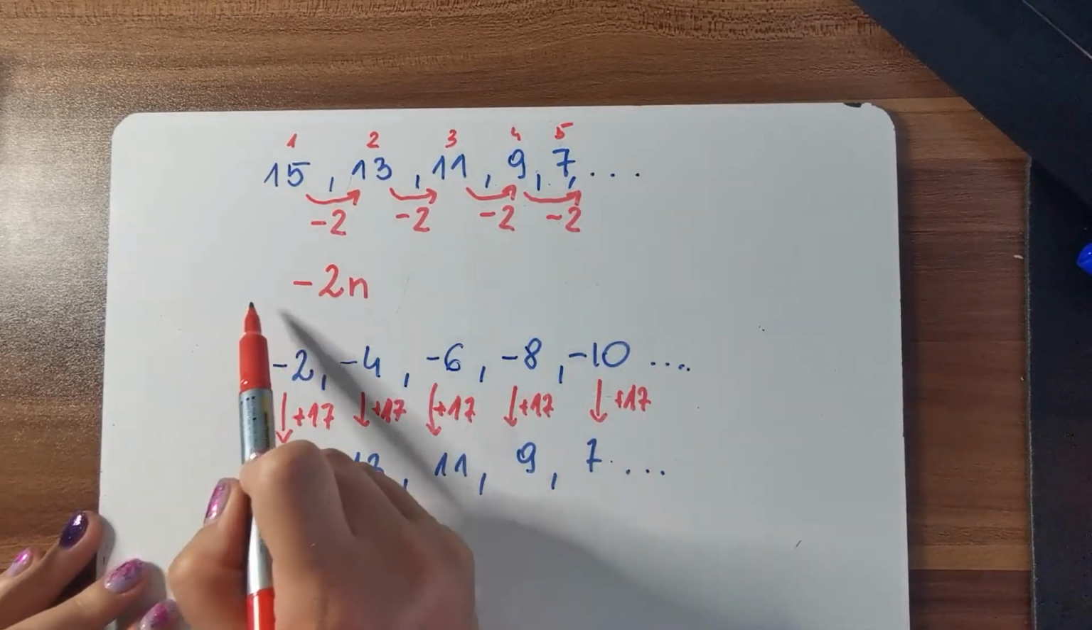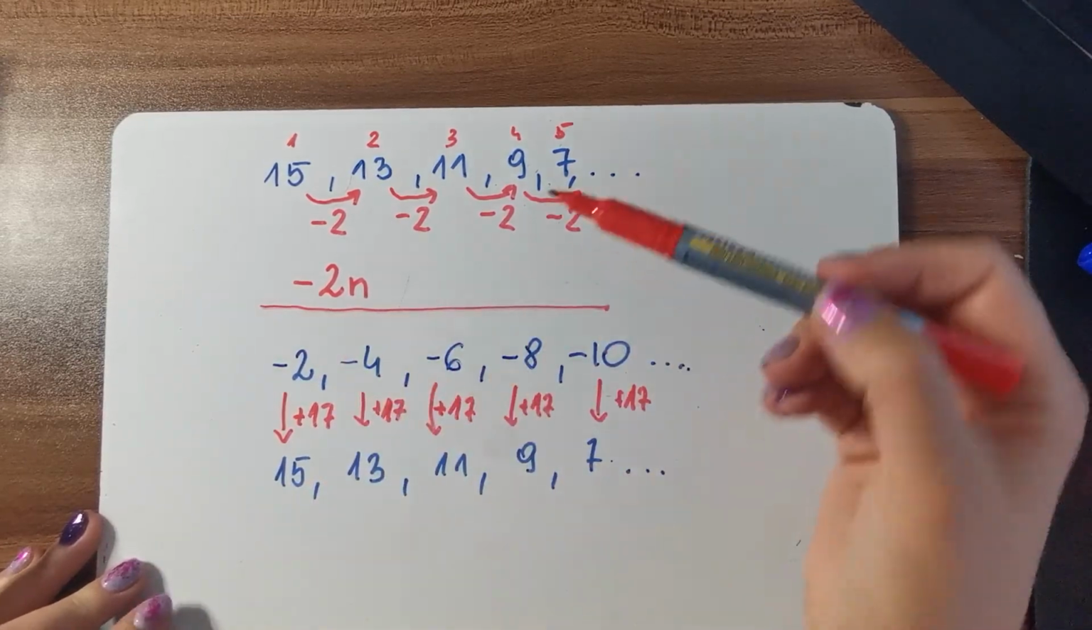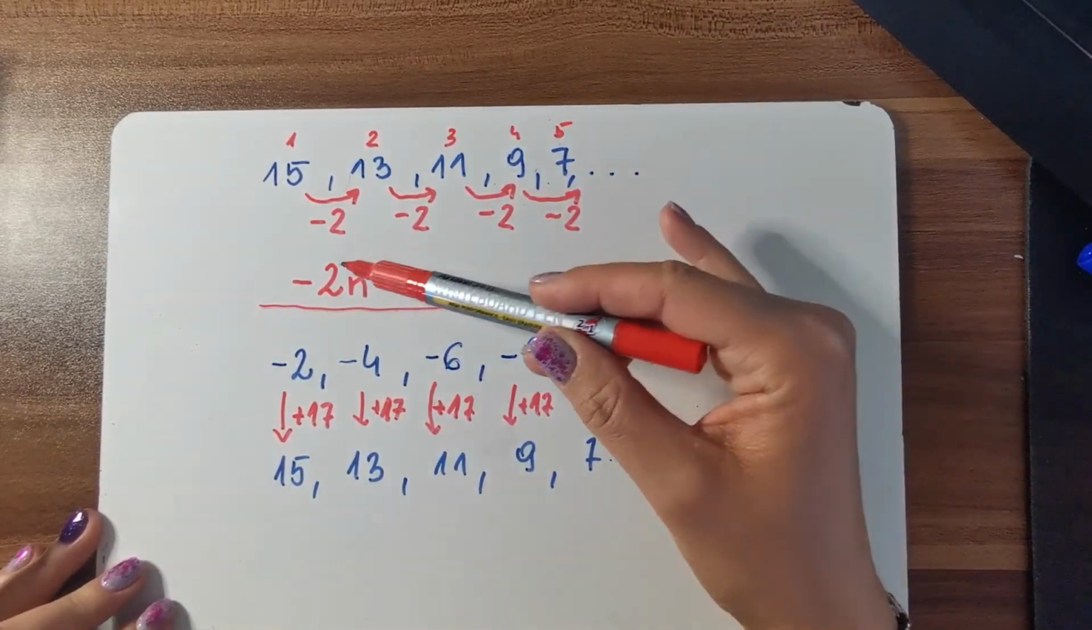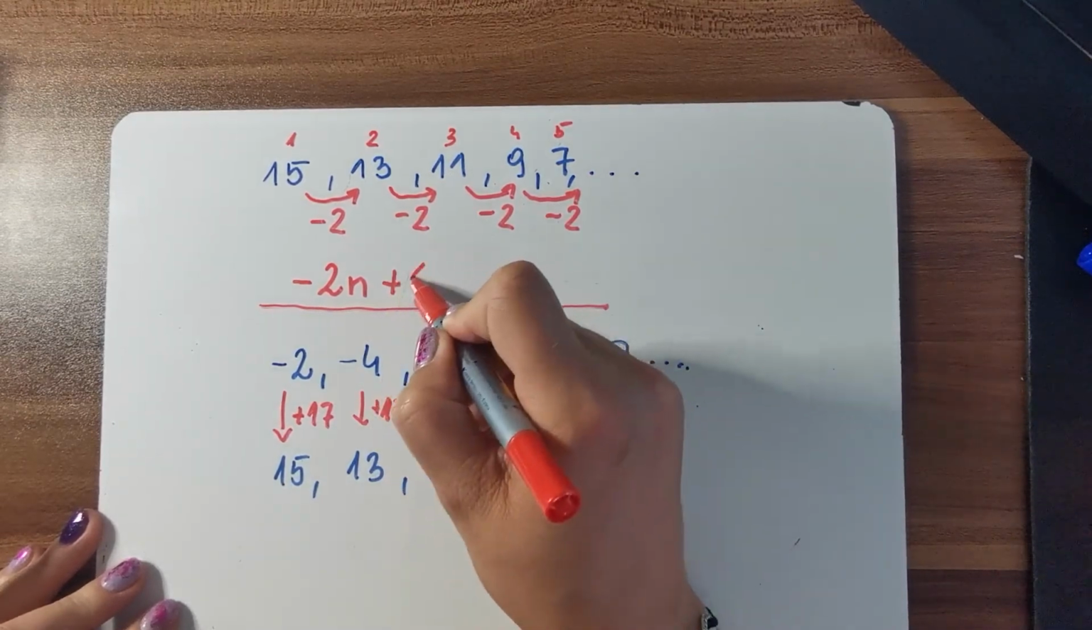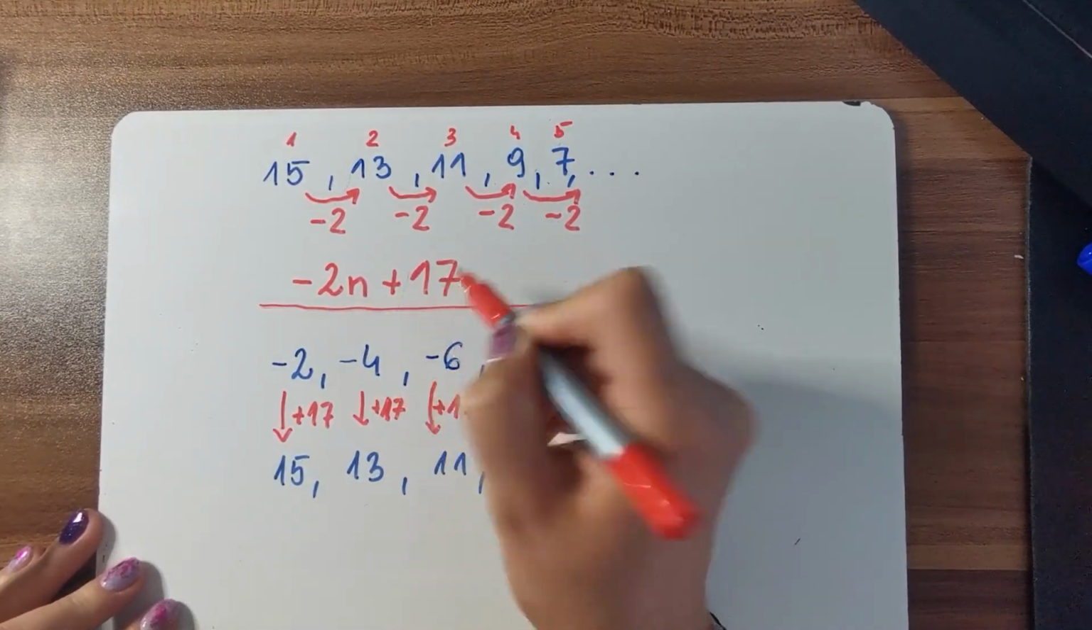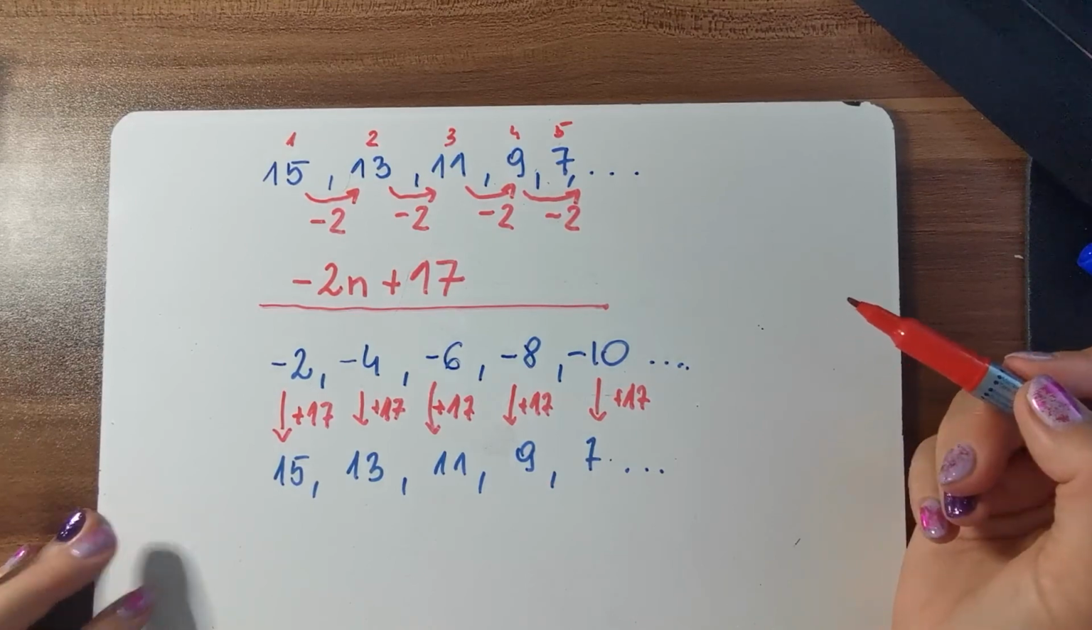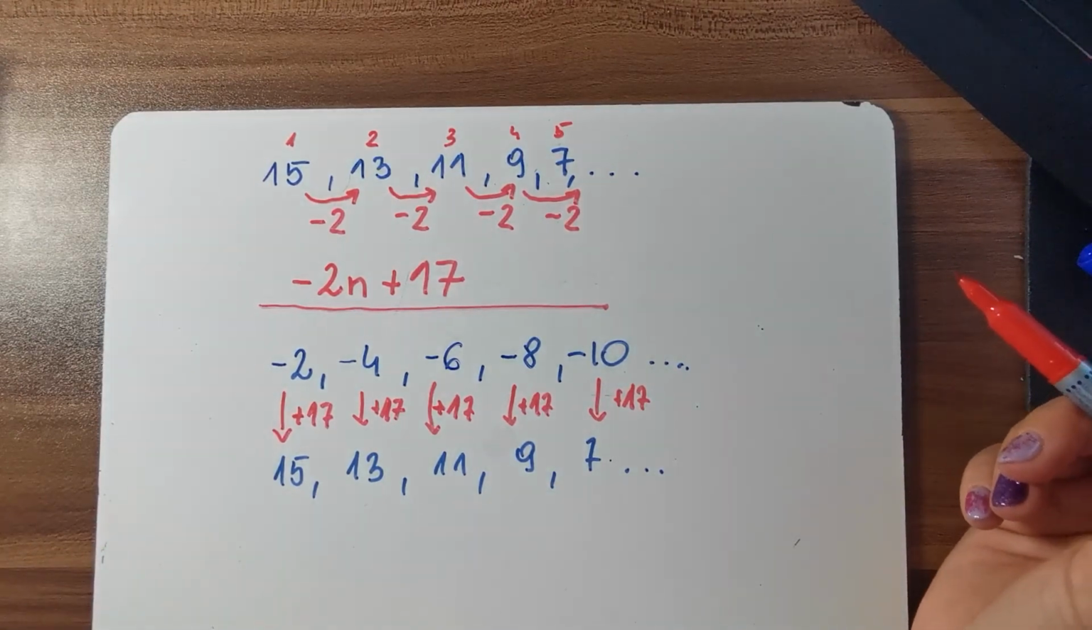So it means that in our nth term formula, to the minus 2 times table, so to minus 2n, we need to add 17. And this is the nth term formula for this sequence.